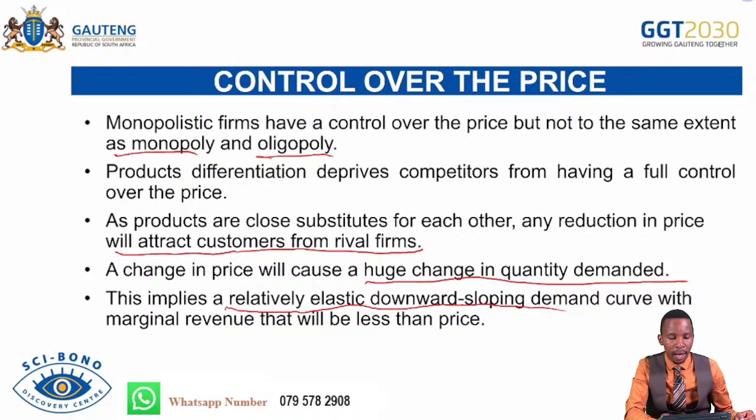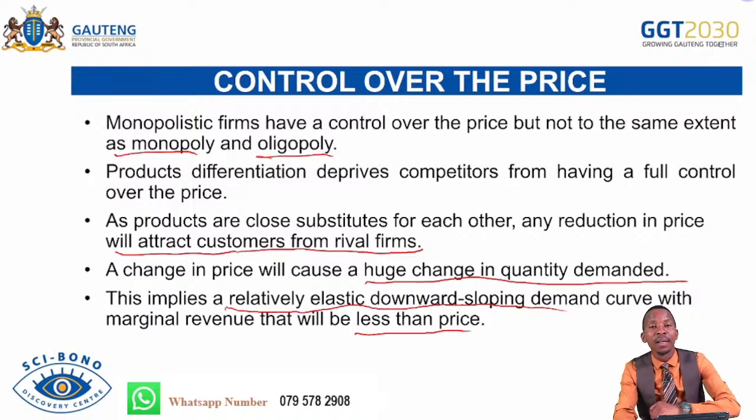So with marginal revenue, that will always be less than the price. In this case, the demand curve for the monopolistic competitor will always be downward sloping like all other imperfect market structures. However, the difference is that this demand curve is relatively elastic. This elastic demand curve will be explained when we talk about the demand curve.